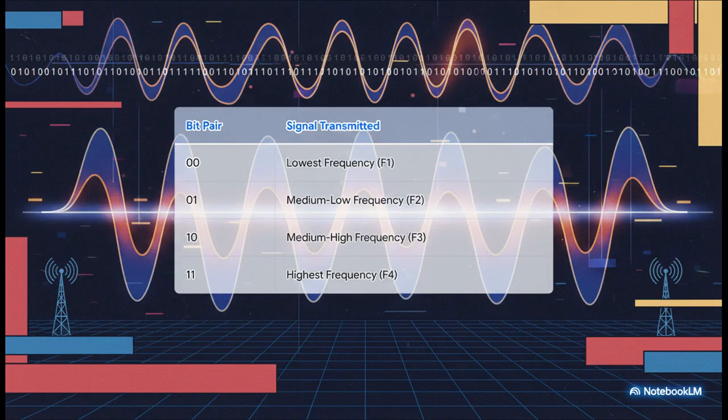Okay, check this out. Instead of just 2 frequencies, let's use 4. Now we can give a unique frequency to every possible pair of bits. So 00 gets the lowest frequency, 01 gets the next one up, and so on. All of a sudden, a single tone is communicating 2 bits of information at once. We've just literally doubled our data rate.